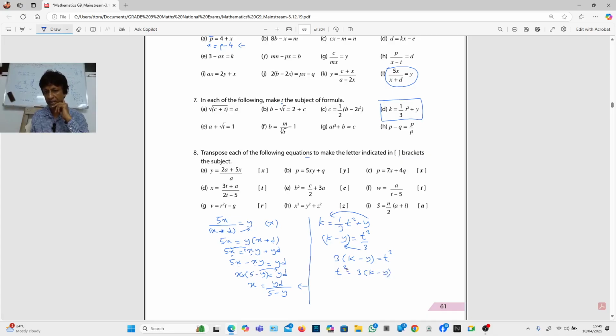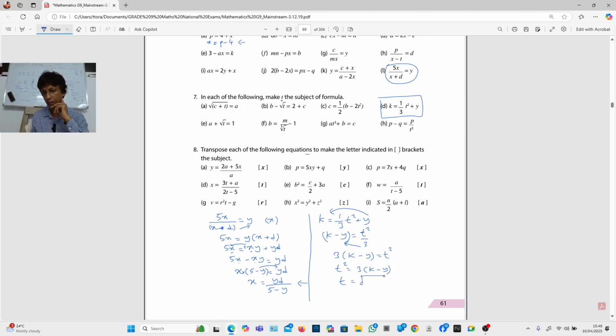And because I want t as subject formula, not t squared, I'm going to have to remove the square and send the square over to the other side, and it becomes square root. So we have then the square root of 3 into k minus y. So this is my answer to that particular question. Okay, so now here's one which is done.